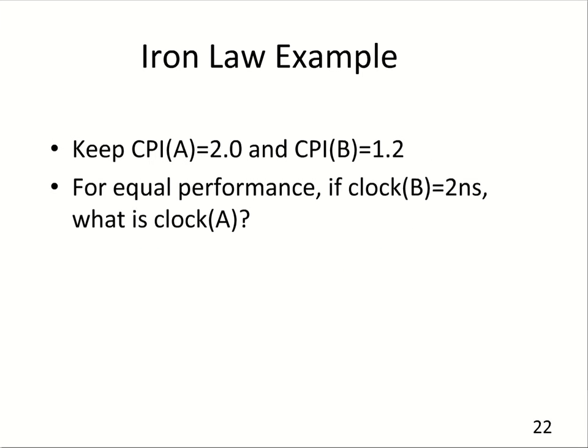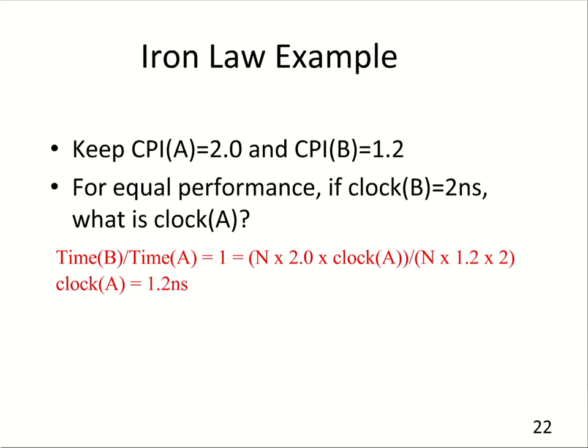Flipping things around a bit further, we could also look at this from the perspective of fixing the CPI of each machine. In this case, the CPI of A is fixed to 2.0, and the CPI of B is fixed to 1.2. And to achieve equivalent performance, and if B has a clock rate of 2 nanoseconds, what would have to be the clock period of machine A to match the performance of machine B? Again, we simply compute the ratios of the times, we plug in the values again, we cancel out the terms that are in common, we rearrange terms, and we solve for a clock period of A of 1.2 nanoseconds.